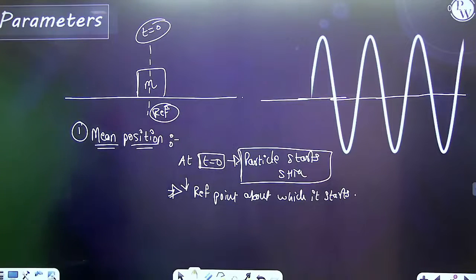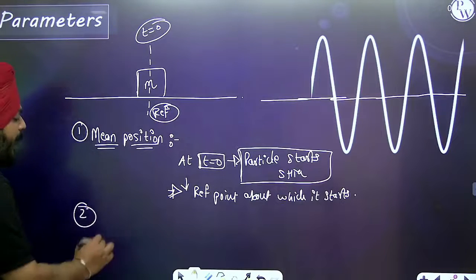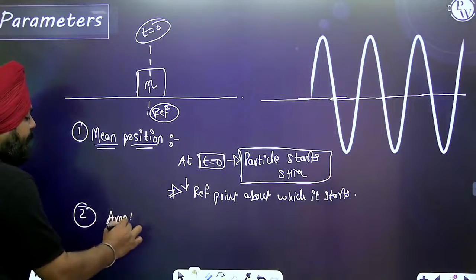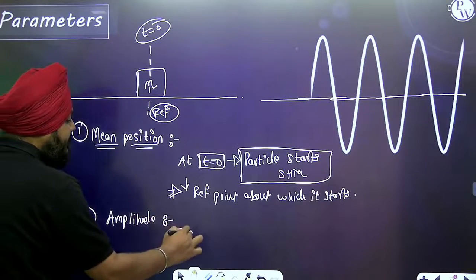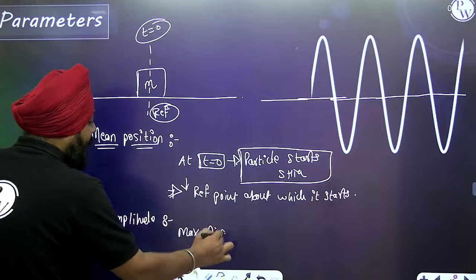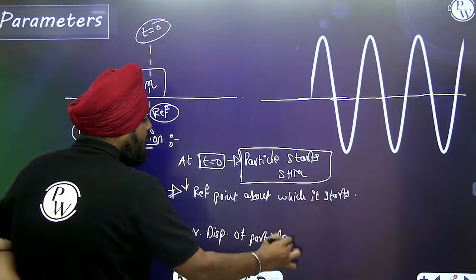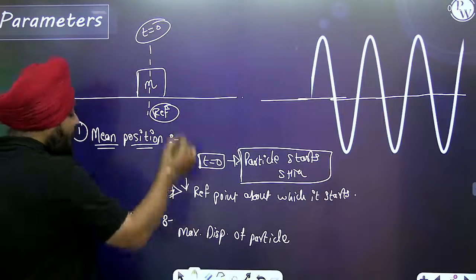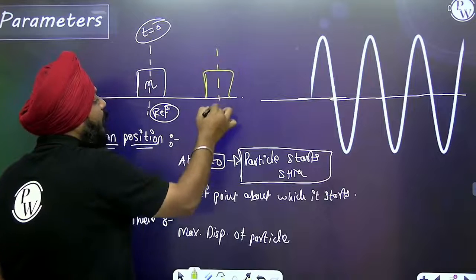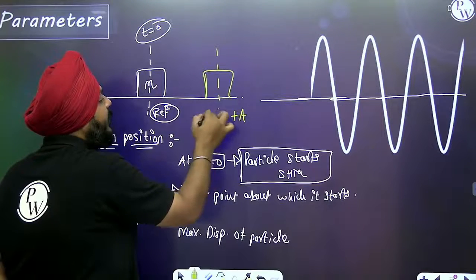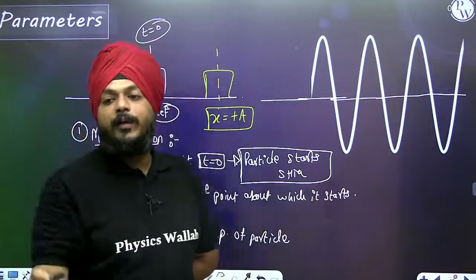Okay. The second parameter is max displacement, that is amplitude. Maximum displacement of the particle with respect to the mean position. Suppose from this position the particle is getting displaced maximum up to this. Then I must define it as axis plus A. This is the maximum displacement, plus A, right? A is defined as the amplitude.